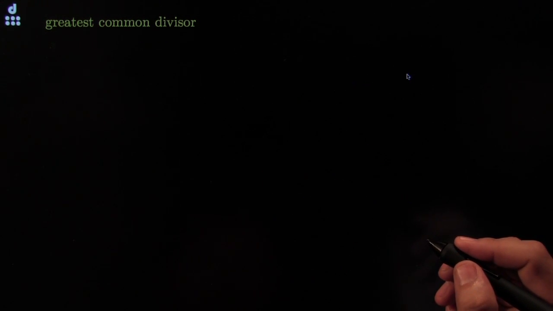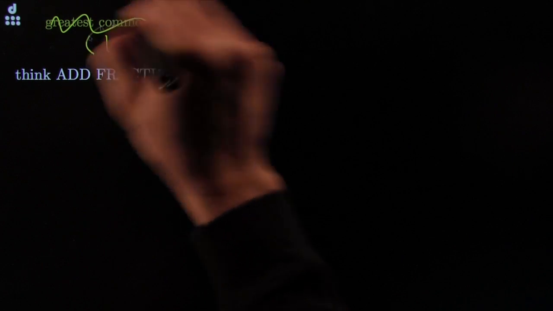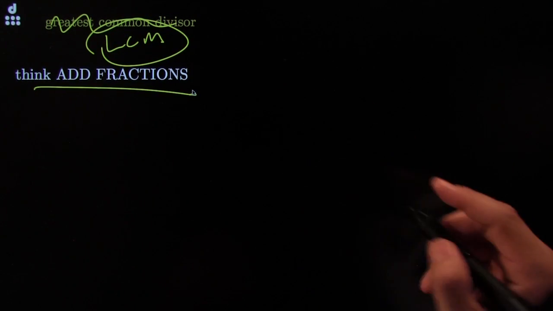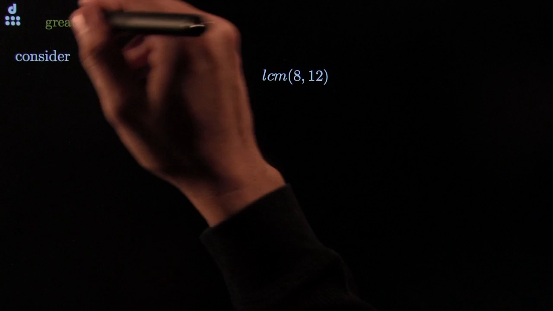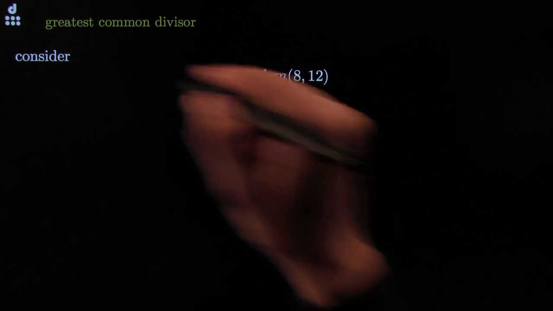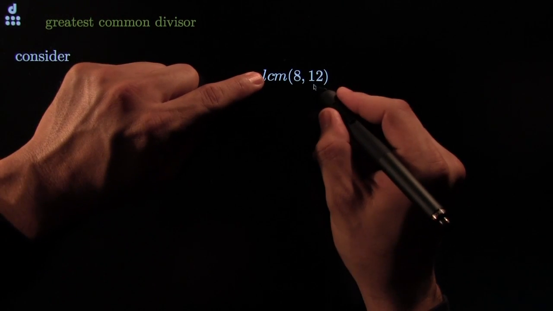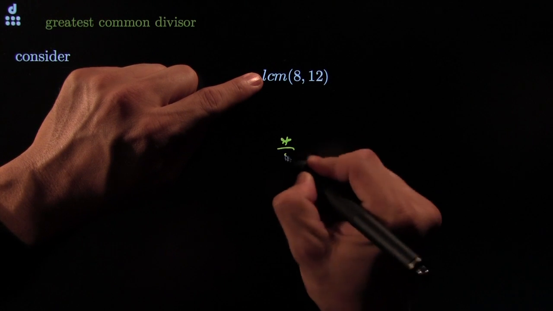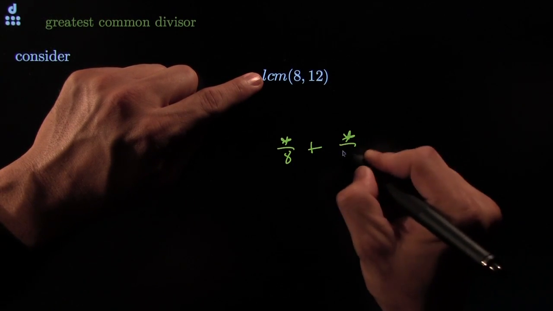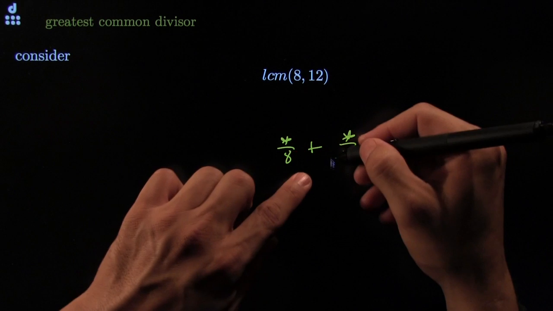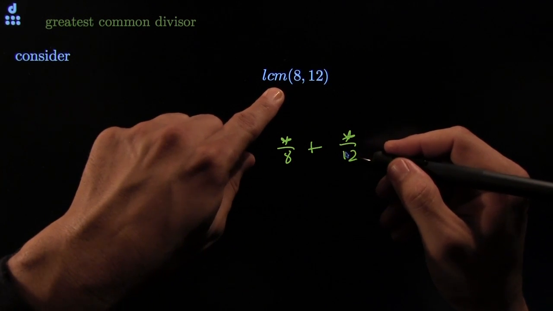On the other hand, when you're thinking about the LCM, think add fractions. This is a totally different idea. For example, to find the LCM between 8 and 12, think this is something over 8 plus something over 12. It's not, but if you think about it, it'll help you remember what the LCM means.